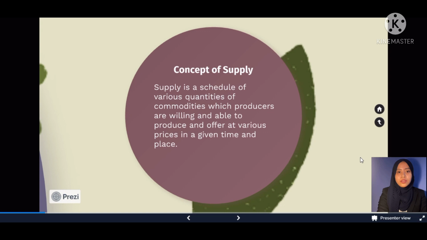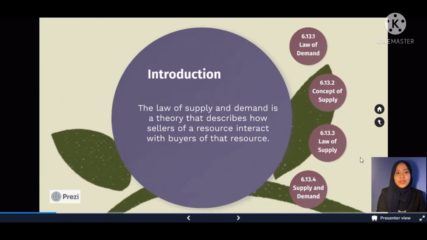Supply is a schedule of various quantities of commodities which producers are willing and able to produce and offer at various prices in a given time and place. Which means the amount of goods and services available for sale in a given period of time and place.